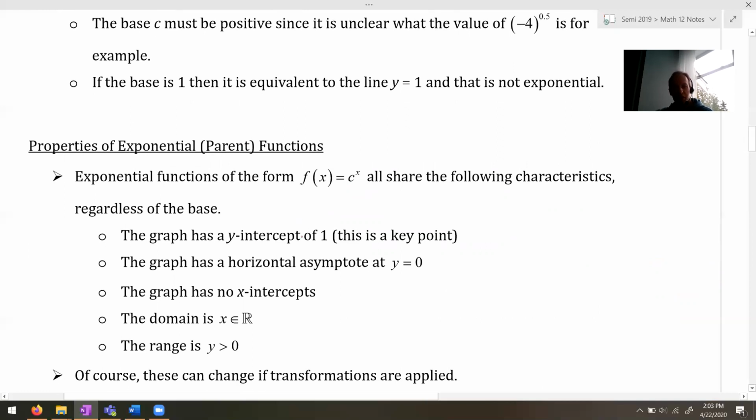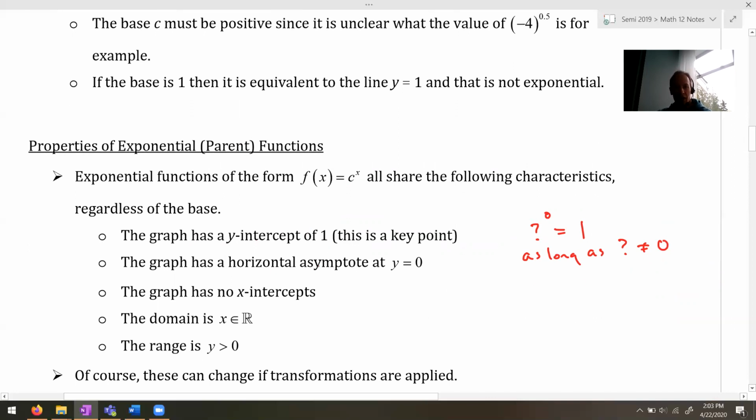So the y-intercept of the graph is 1, and we're going to call this a key point because, well, this is pretty well the only one. The reason for this is very simple. Something to the power of 0 equals 1, as long as something is not 0. Because believe it or not, 0 to the power of 0 is not 1. It's actually poorly defined.